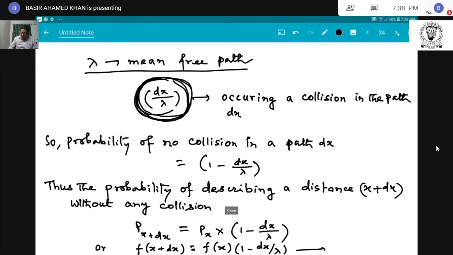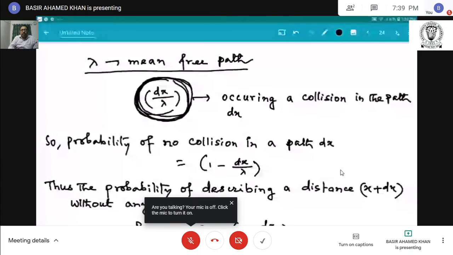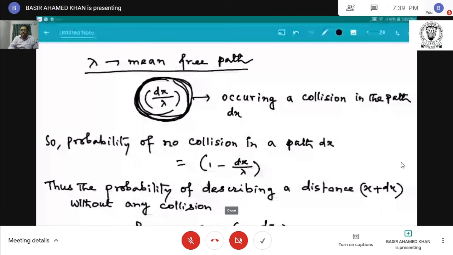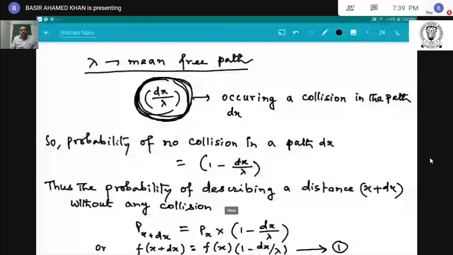This is equation 1. So f of x plus dx is the probability of no collision in a distance x plus dx, equal to fx, the probability of no collision in a distance x, and again the probability of no collision within distance dx equal to 1 minus dx by lambda. Therefore f of x plus dx equals fx into 1 minus dx by lambda.